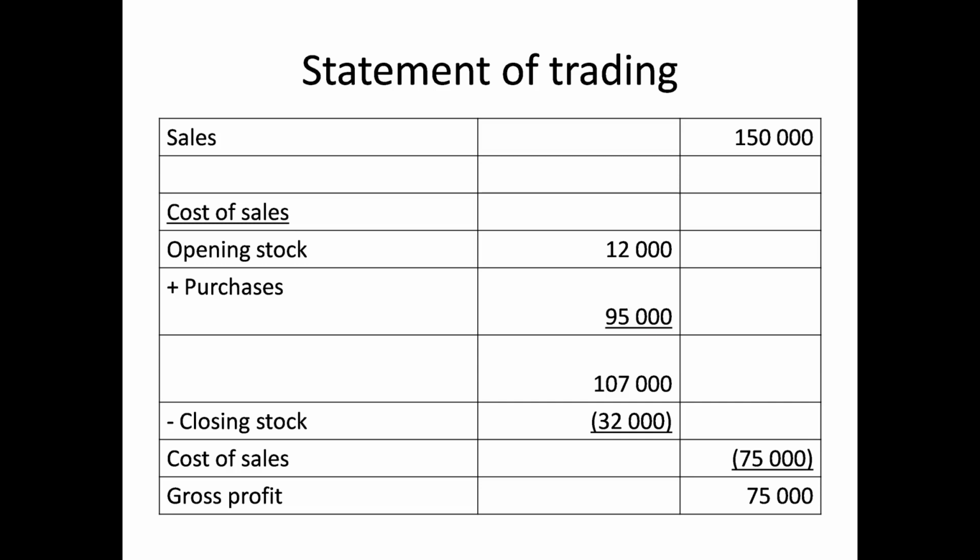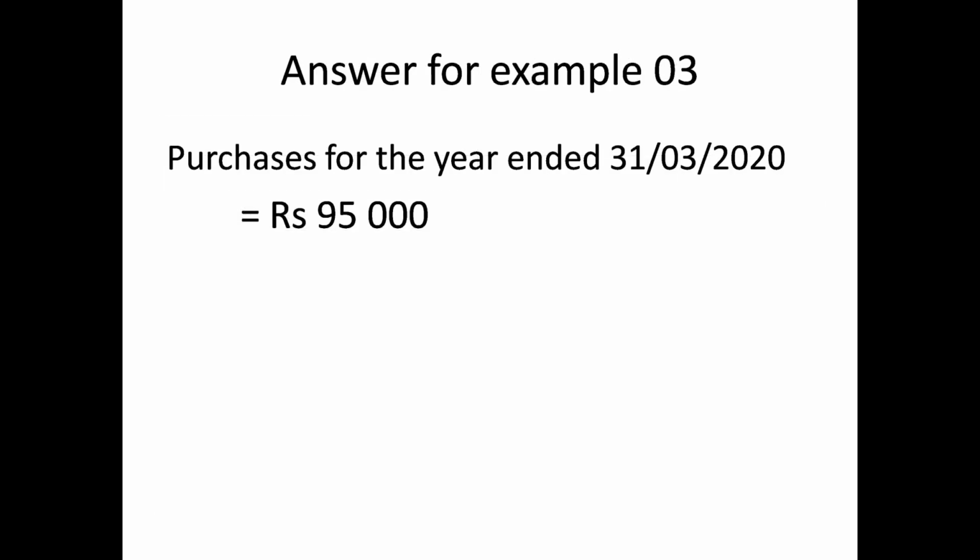This is not the answer we expect. You have to write it separately. You can keep the final answer like this: purchases for the year ended 31st March 2020, it's rupees 95,000.